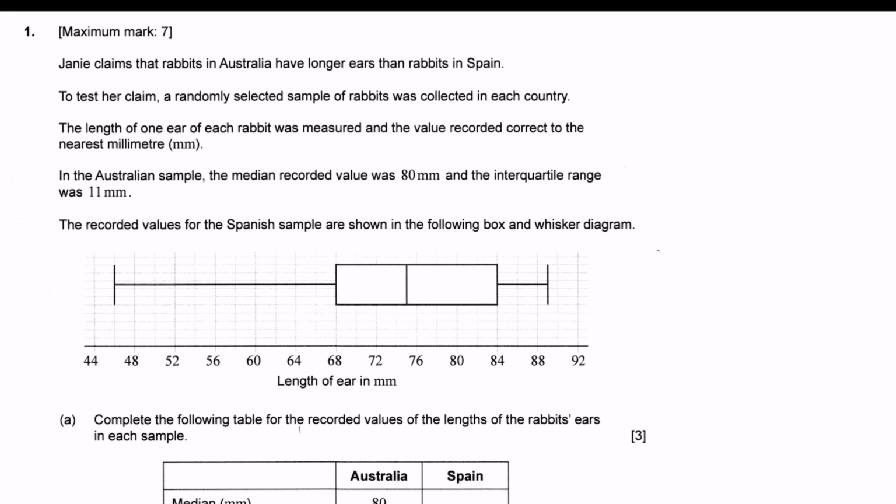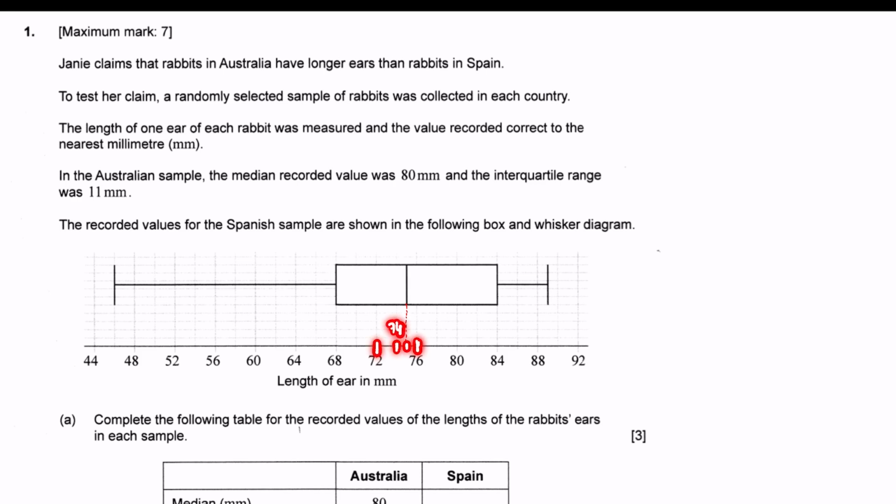So moving on to the first question, we have to complete the following table for the recorded values of the lengths of the rabbit ears in each sample. For Australia, they have given the median and IQR, and this box and whisker diagram is for the Spanish sample, right? So how would we find the median? Median is basically the value corresponding to the middle line, right? So this is 72 and this is 76. So this value will be 74, right?